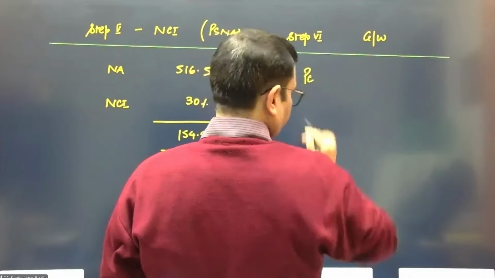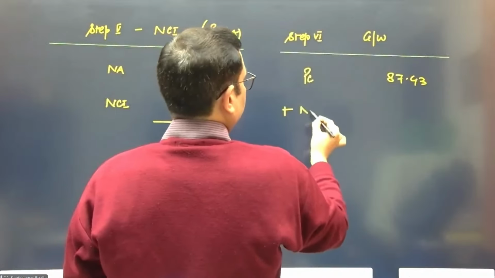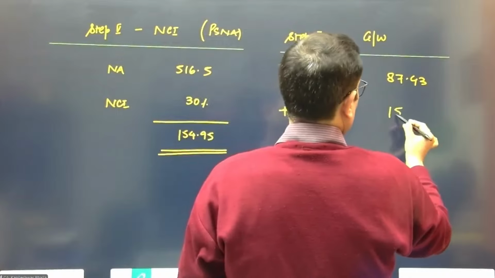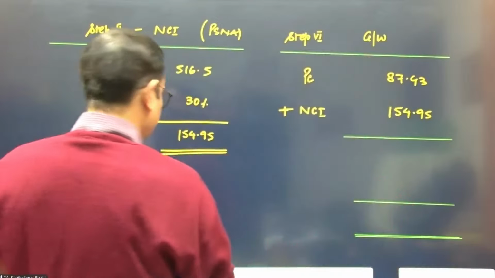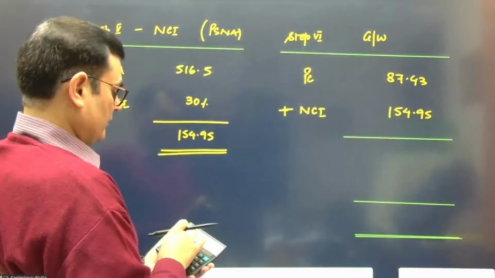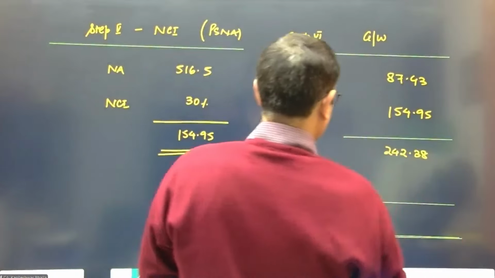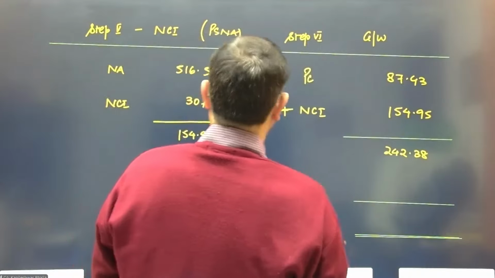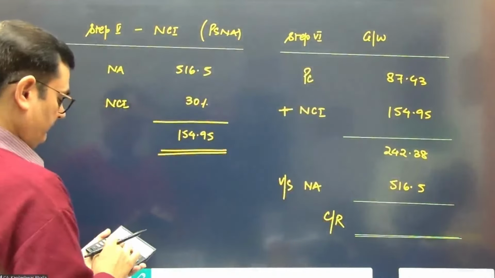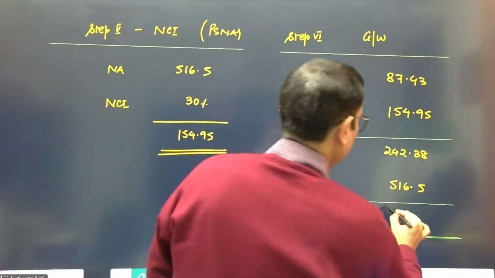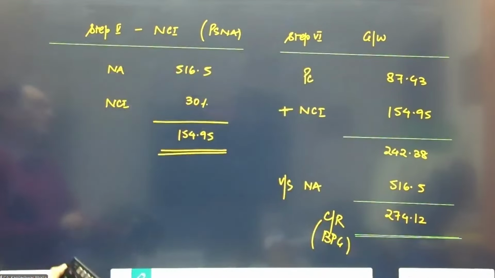So we take the purchase consideration, that is 87.43, and to this we add the NCI, that is 154.95. So we get the sum total, compare it with the net assets. So 87.43 plus 154.95 is 242.38, compared with the net assets, that is 516.5. So we're getting a capital reserve, right? 274.12 is the bargain purchase gain, that is capital reserve. Okay, so this is done.